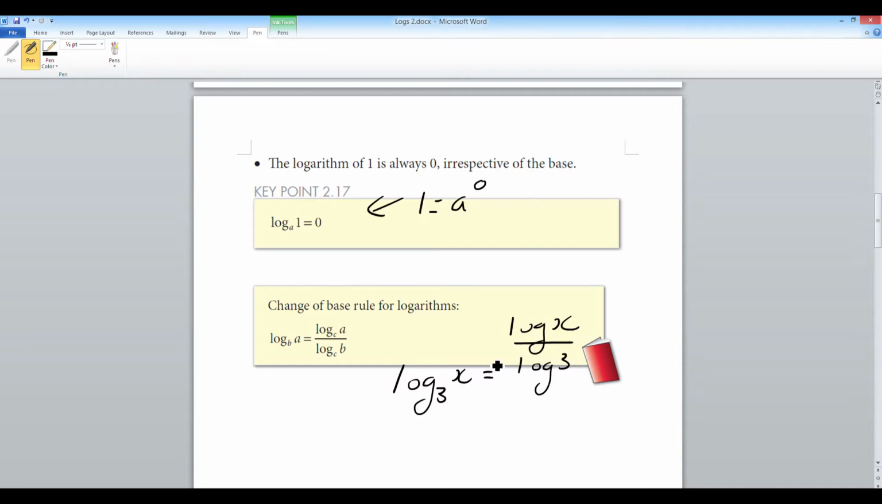This is much simpler because now I know that my base is 10. Alternatively, I could even have changed this to anything else. For example, I could have changed the base to 4: log base 4 of x over log base 4 of 3. So my change of base rule says I can change the base if I have split it into my numerator and denominator. So the a goes into my log for my numerator, and the b goes to my log of my denominator.